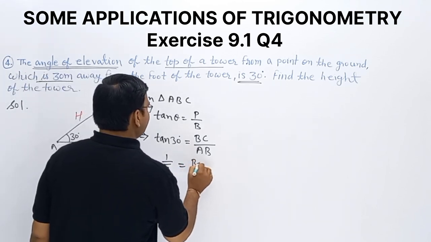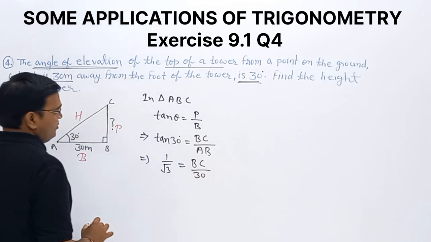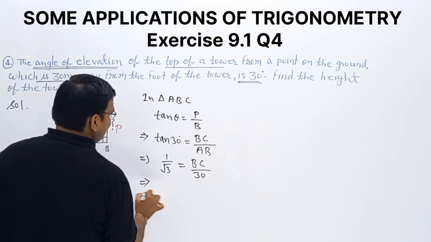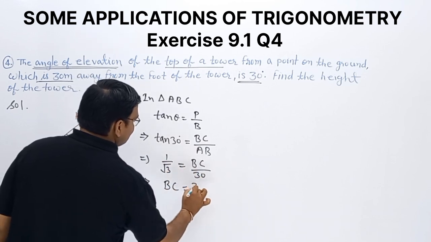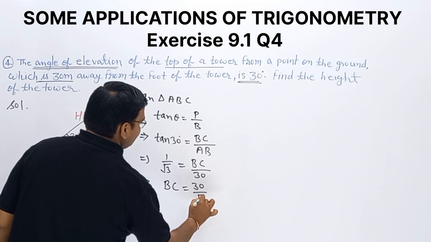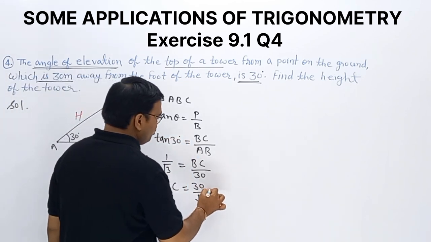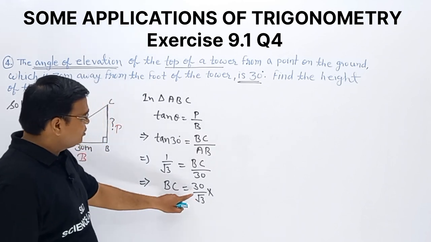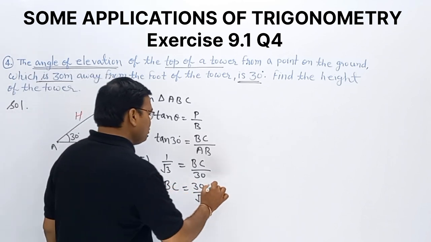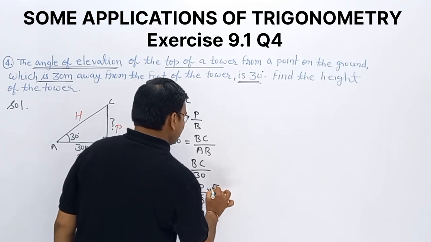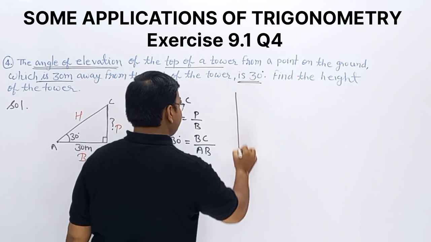BC we want, and AB we have is 30 meters. So I am putting 30 meters. Clear? Now after cross multiplication, what are we getting? BC will be 30 upon square root of 3. Now in the denominator we have a radical sign, so we should remove this. How will we remove it? We will multiply numerator and denominator by square root of 3. So square root of 3 divided by square root of 3.